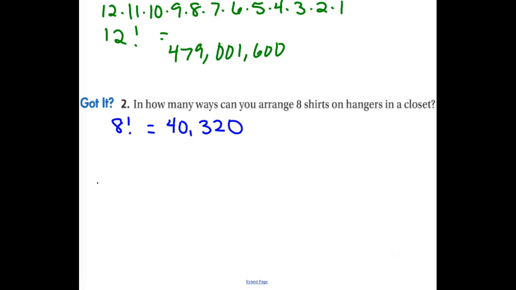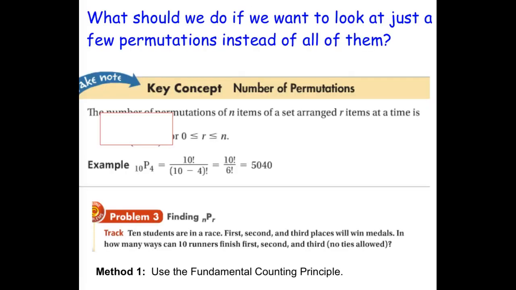So, in that example, we took 8 shirts, and we were hanging all of them up. So we did 8 times 7 times 6 times 5 all the way down to 1. But what if I don't want all of them? What if I said I have 8 shirts and I'm going to hang up 4 of them? That's a little different than saying I'm going to use all of them. Okay?